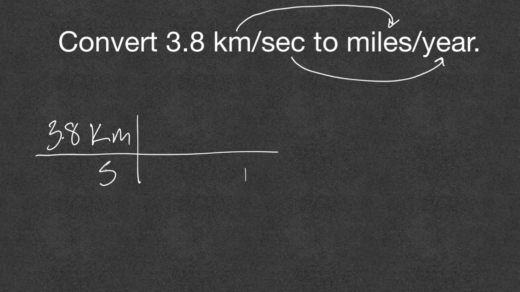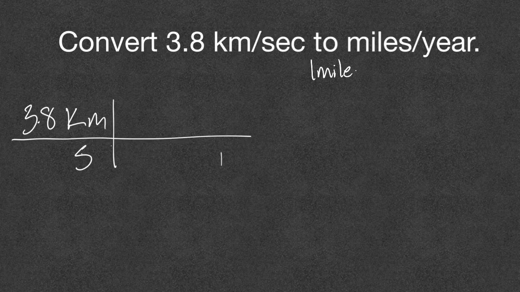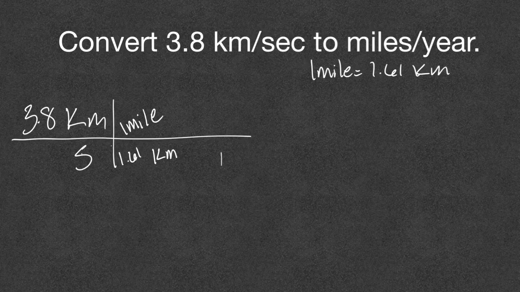Let's look at those. 1 mile equals 1.61 kilometers. Okay, now kilometers is on top. We should have already put kilometers on bottom. And I'm going to put 1.61 with that kilometers, and that equals 1 mile. Okay, so we have mile on top, and we were looking for miles. So let me cancel out my kilometers. That's pretty good. We're halfway there. Now we need to get our seconds. Our seconds, we need to change that to years.